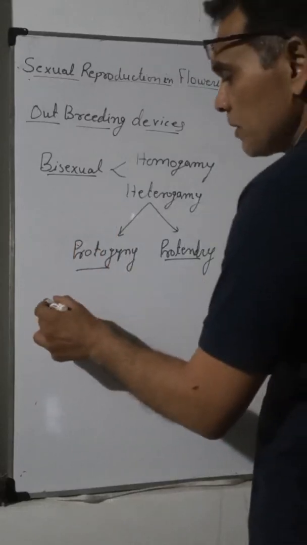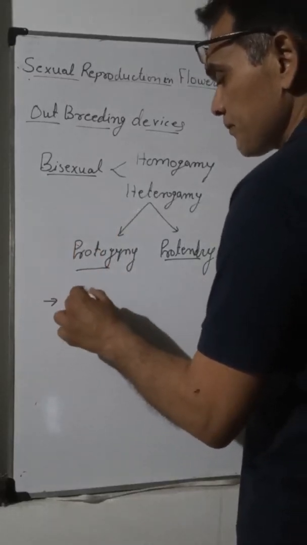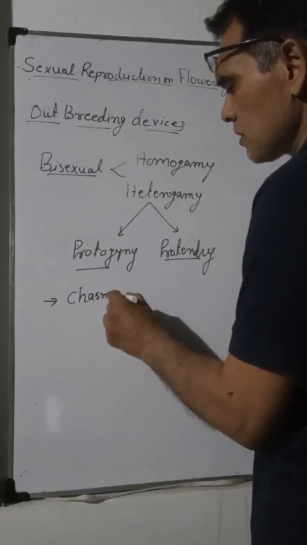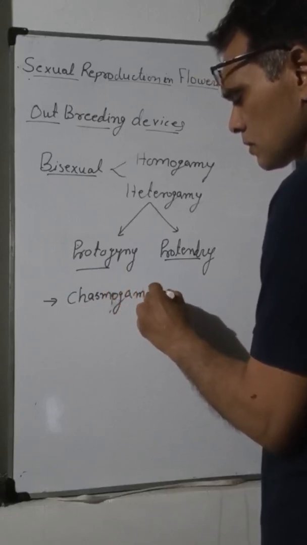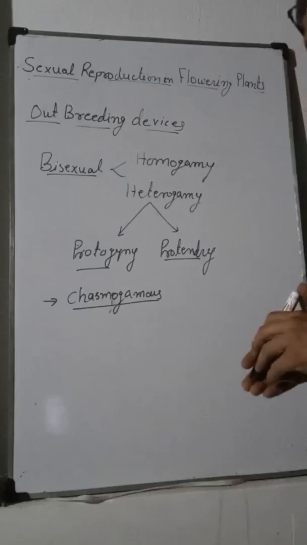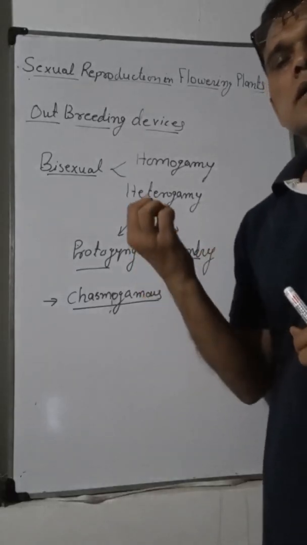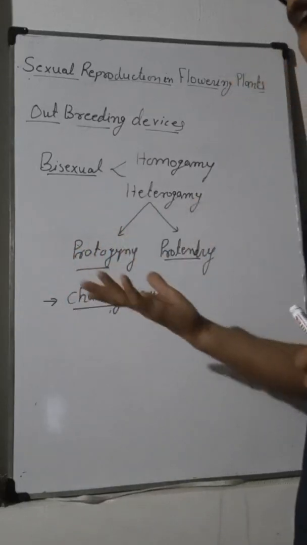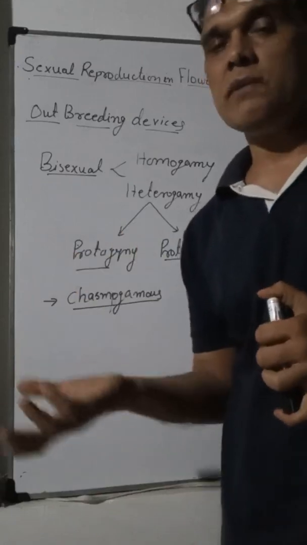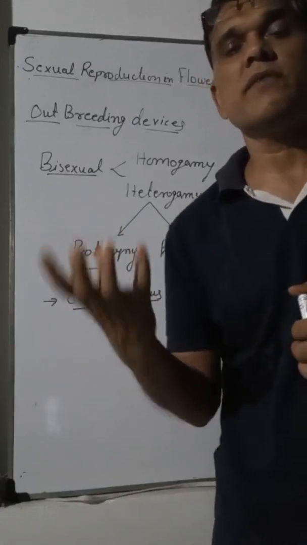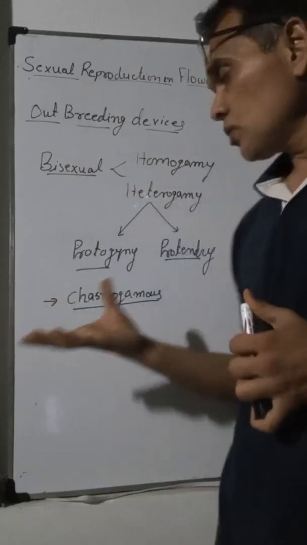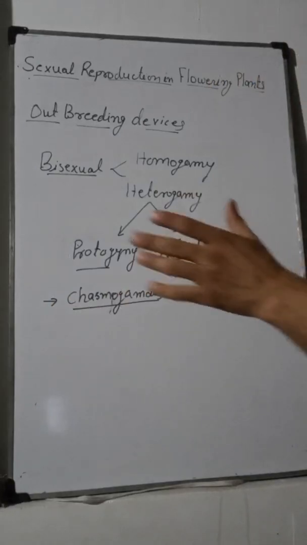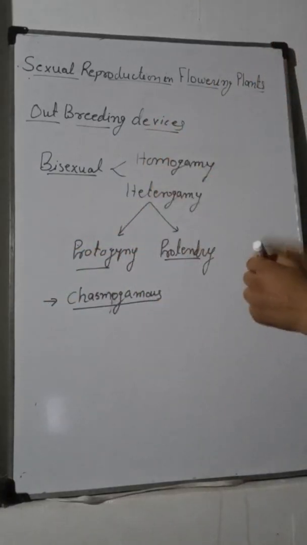In a bisexual flower, one more condition is chasmogamy. Chasmogamous means an open flower. If the flower is open and receives pollen grains from different flowers, not the same flower. Another condition is cleistogamy. If a cleistogamous flower is there, it always leads to self pollination. So in a bisexual flower, chasmogamy also enhances cross pollination.